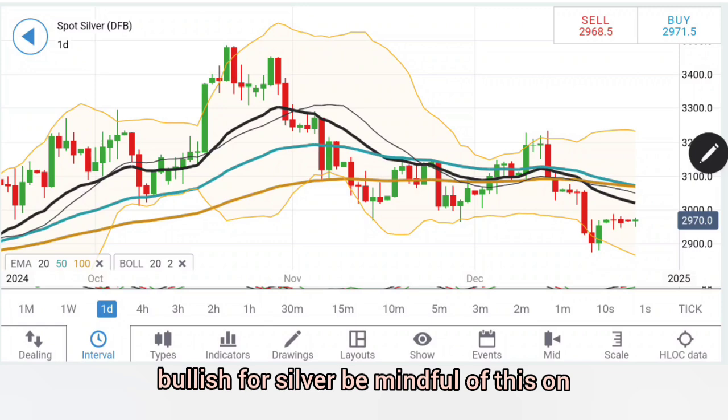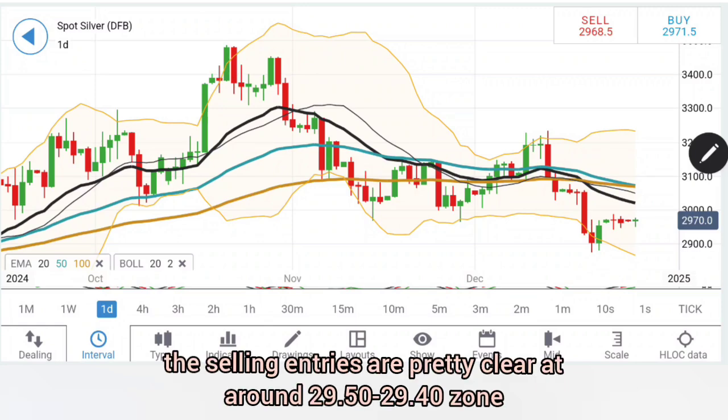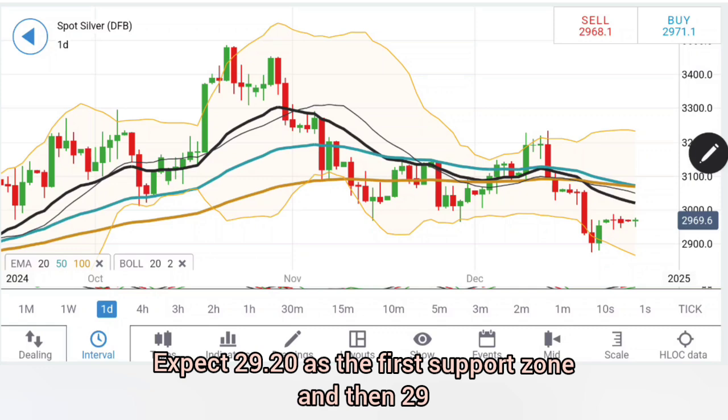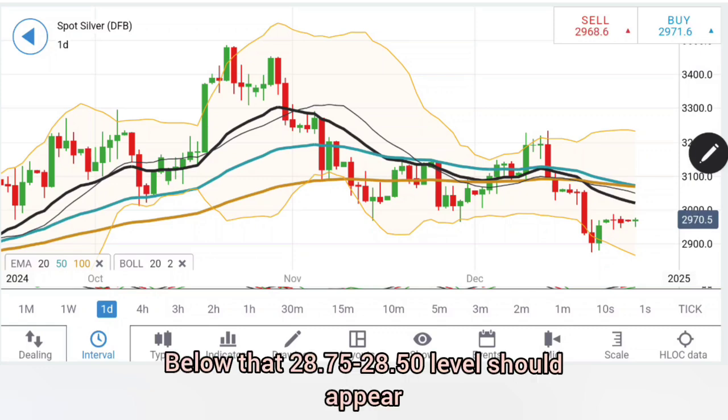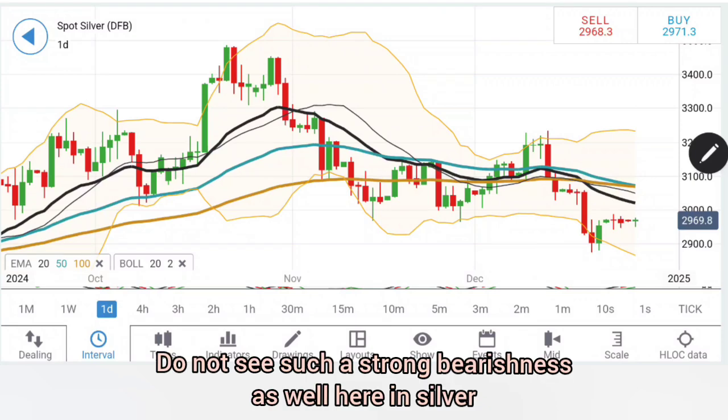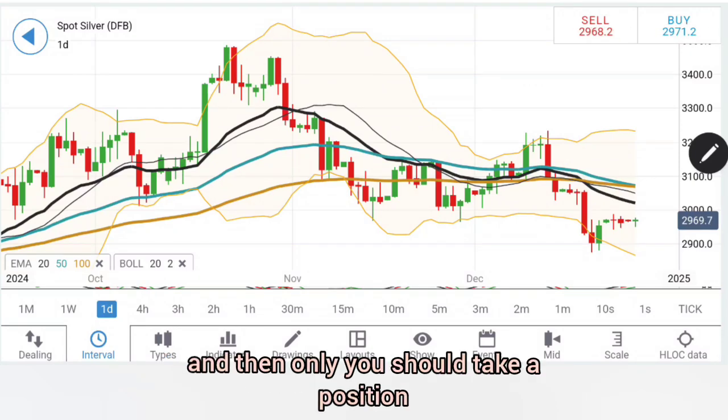Be mindful of this. On the downside, the selling entries are pretty clear at around the 29.50, 29.40 zone. Expect 29.20 as the first support zone, and then 29. Below that, 28.75, 28.50 levels should appear. Do not see such a strong bearishness here in silver either. Let it give a breakout, and only then should you take a position.